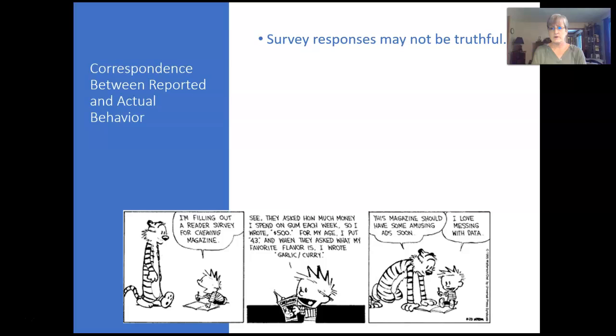Human beings are notoriously poor at estimating how long it's been since something happened, or how often something happened. Even when it's information you would think you would know, we often are incorrect about those sorts of things. We also have to be real concerned about possible reactivity when we ask questions, and that can influence the correspondence between actual behavior and self-reported information.